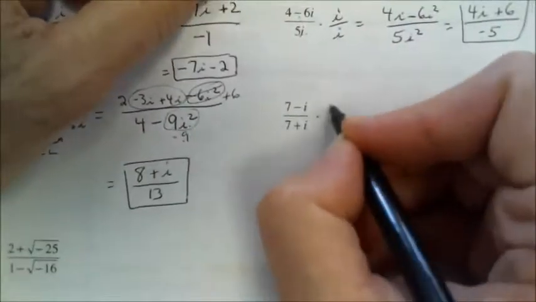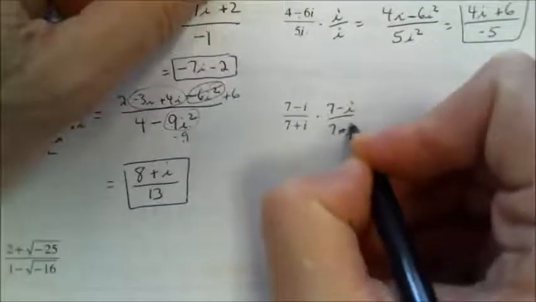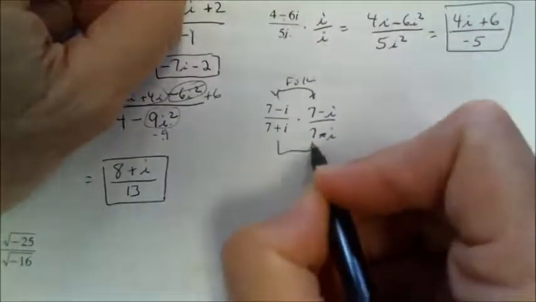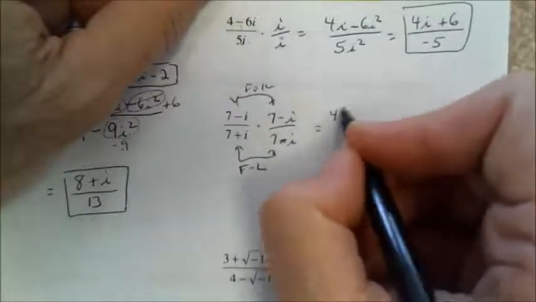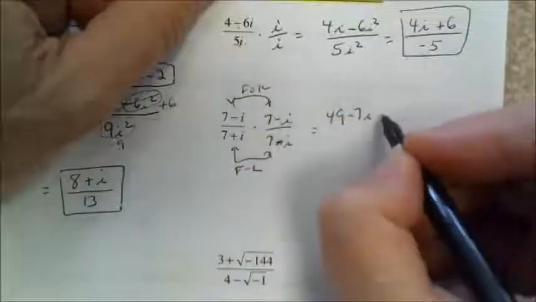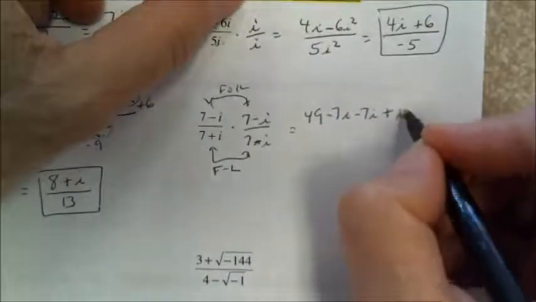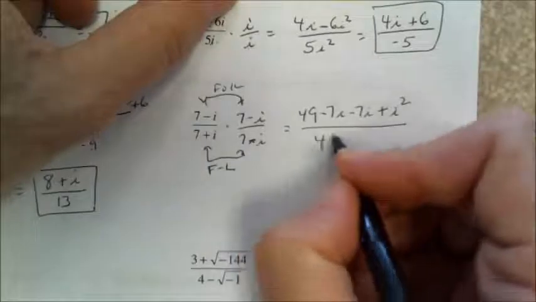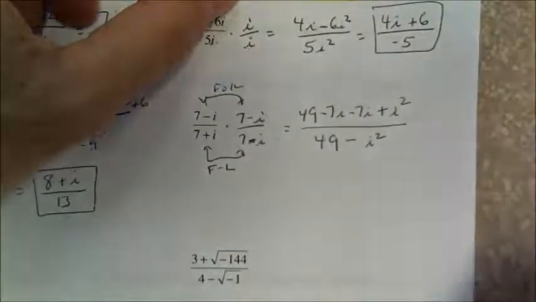This next one, the conjugate of the denominator is 7 minus i. Oops, 7 minus i. So you have to FOIL the top. You have to F and L the bottom. So 7 times 7 is 49. 7 times negative i. And negative i times negative i is positive i squared. And on the bottom, 7 times 7 is 49. Negative times positive is negative. i times i is i squared.